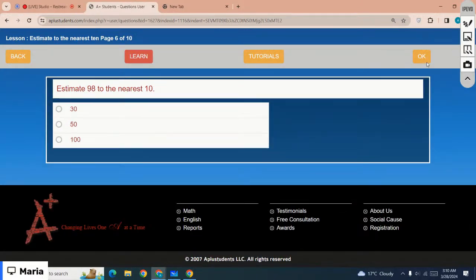Estimate 98 to the nearest 10. So which is the correct option? 98 is rounded to 100, right? Because you have just one number between 98 and 100. So 98 is rounded off to 100. The correct option is 100.